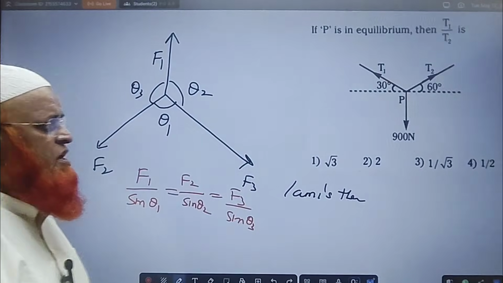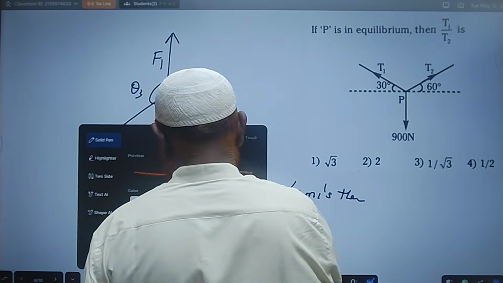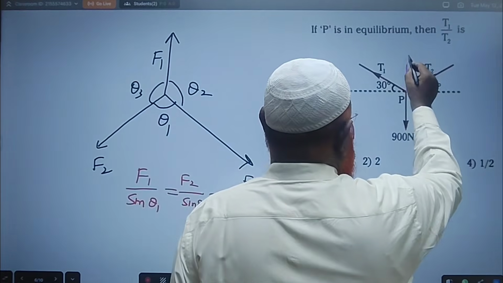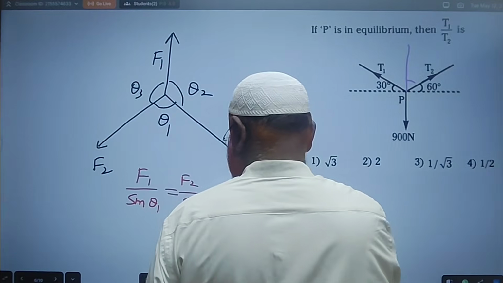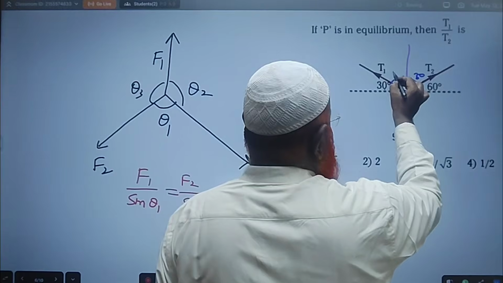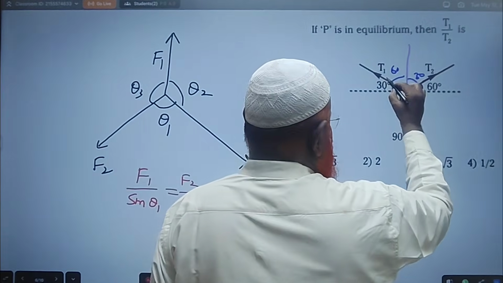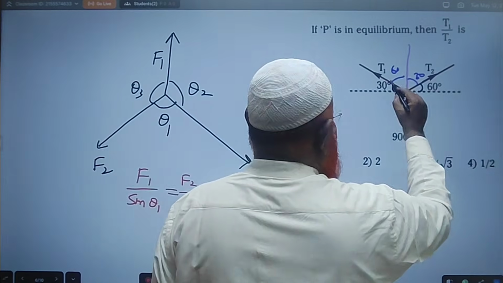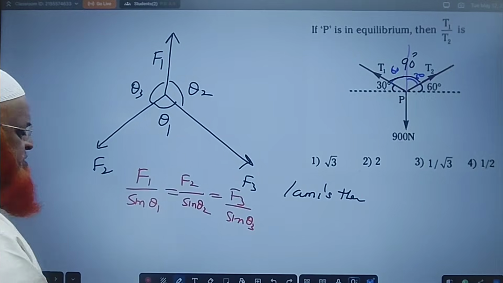How can you solve that problem here? To understand it, you just do one thing. If you draw one line like this, and if this is 60, this is going to be 30. If this is 30, this is going to be 60, because this is 90 degrees, isn't it? That means this total angle is 90 degrees. So I am applying Lami's theorem.